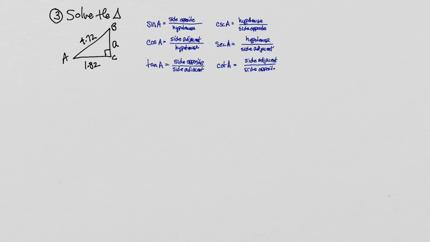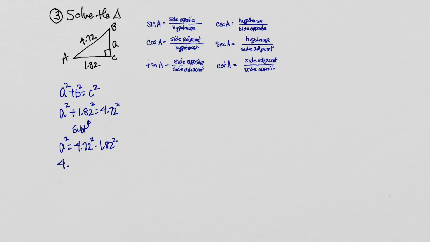We want to solve this triangle. Now we're given two of the three sides and one of the two angles. We could get this side here using the Pythagorean theorem. In fact, why don't we just do that? So doing so will give us a squared plus b squared equals c squared. A squared we don't know, but b is 1.82, squared, equals c squared, 4.72 squared. Now let's subtract this number here. So we'll get a squared equals 4.72 squared minus 1.82 squared. On my calculator, I'm going to type it in like this: 4.72 caret 2 minus 1.82 caret 2.